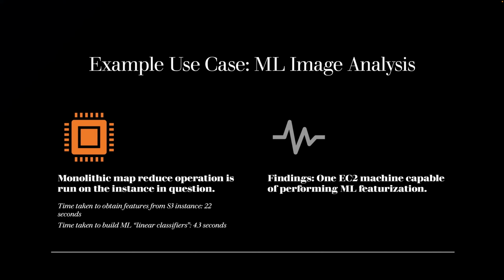So what did we see in the machine learning image analysis findings? The monolithic MapReduce operation is run on the instance in question. The time taken to obtain features from S3 only took 22 seconds, and the time taken to build the machine learning linear classifiers took 4.3 seconds. So really what they found was that one Elastic Compute 2 AWS instance was capable of performing ML featurization of a pretty significantly large data set.